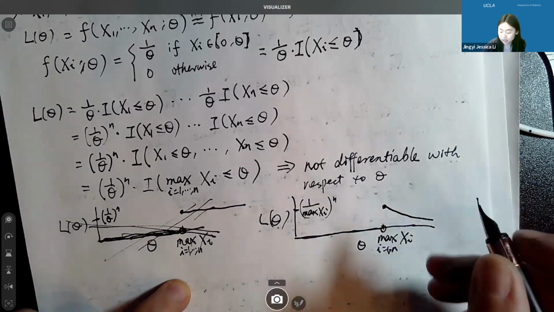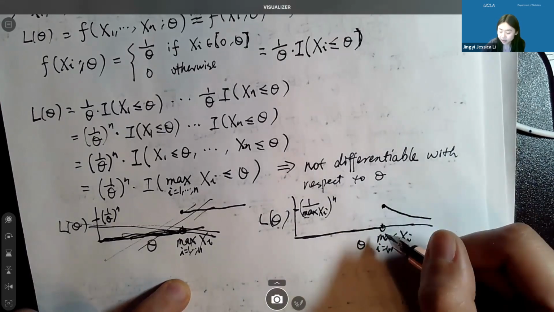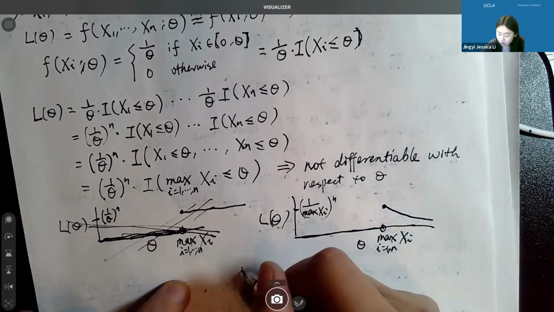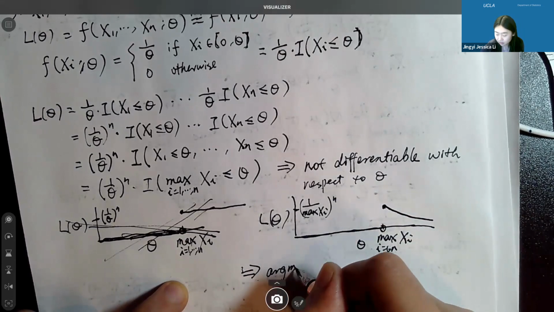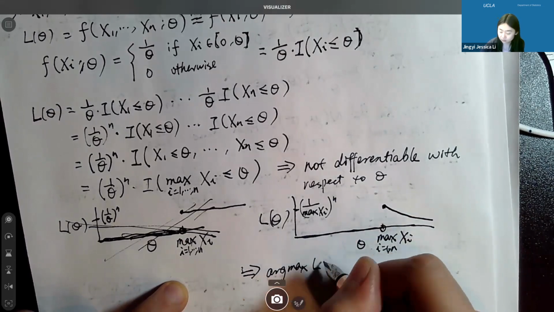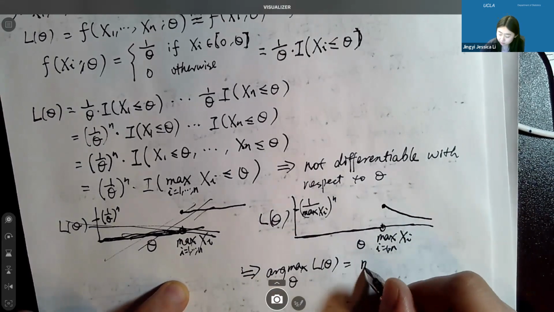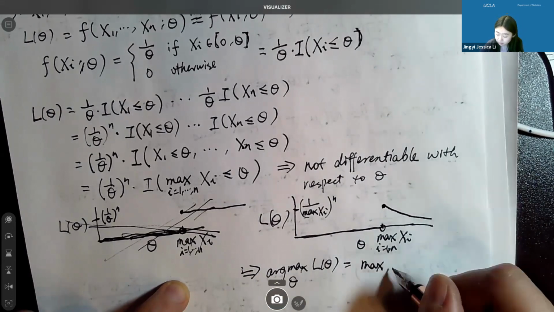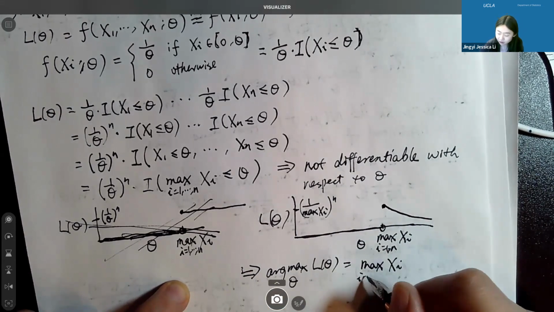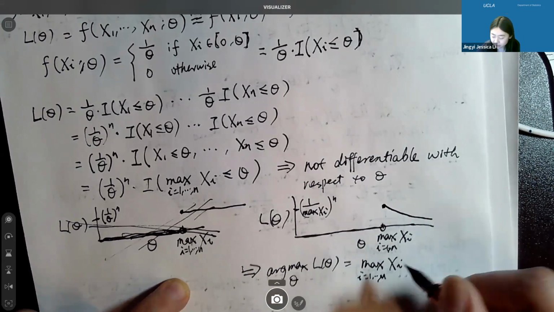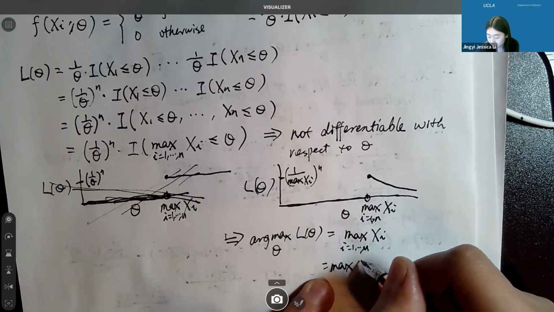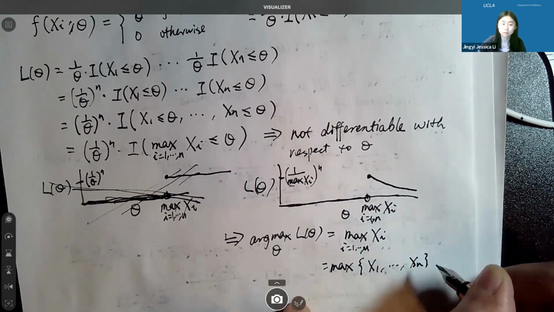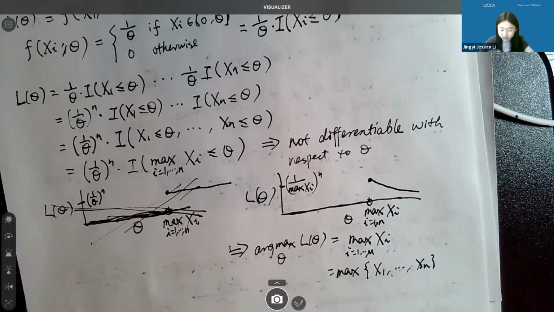So from this, you can immediately see the maximizer of this likelihood of theta should be this point, should be this value, which is just the maximum of x_i. To help you understand this better, it means that we take the maximum of the set x1 to xn. That's what we need. Okay, sorry, I think we're running out of time for this example.